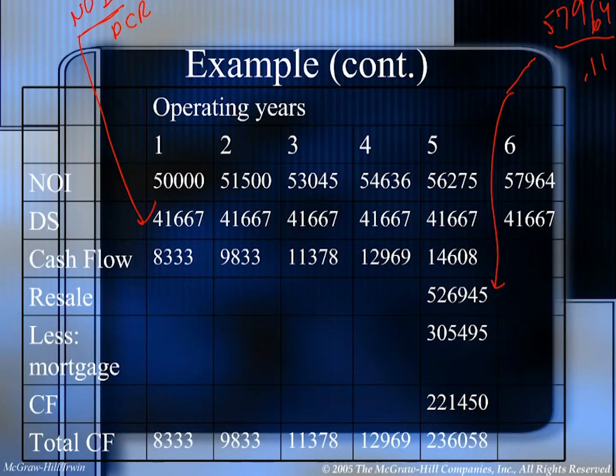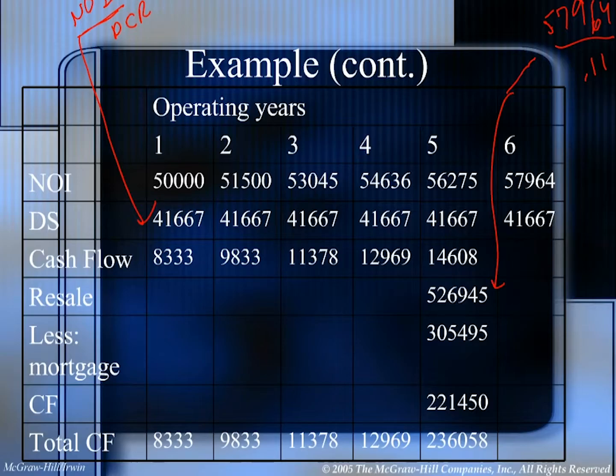We then just subtract that debt service from the NOI, okay, and we get the cash flow for the first 5 years. Now we're assuming we're going to sell it in the 6th year, so we get the NOI for the 6th year, and we divide that by the cap rate. So we had the $57,964 divided by 0.12, and that gives us a value of $526,945.